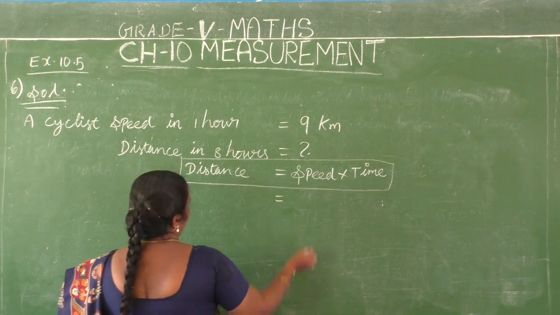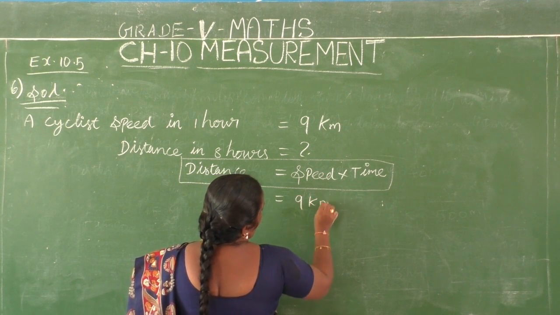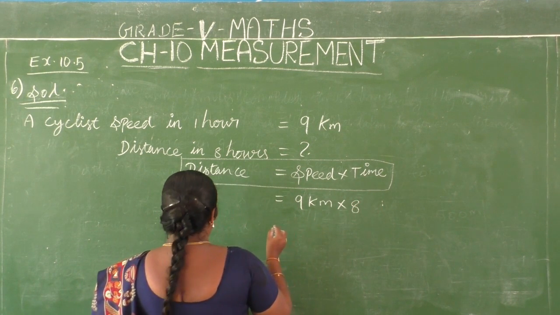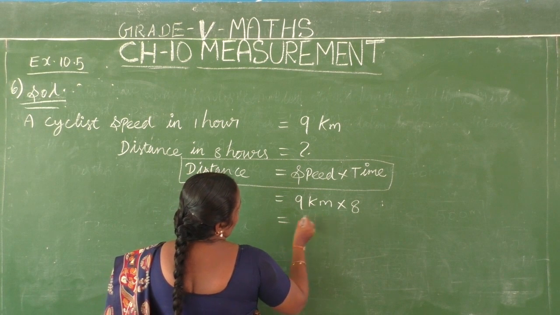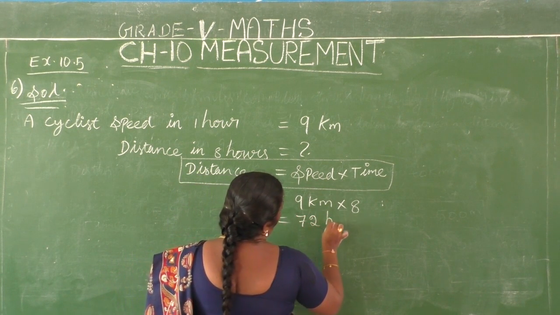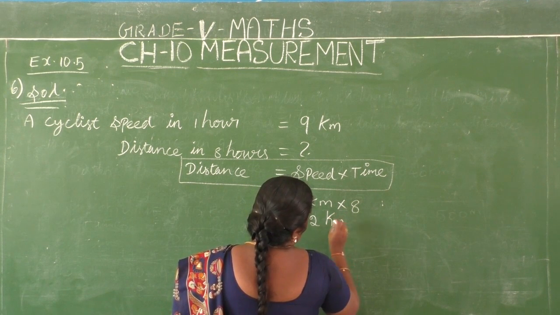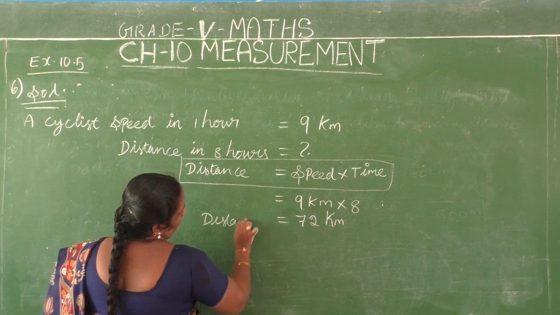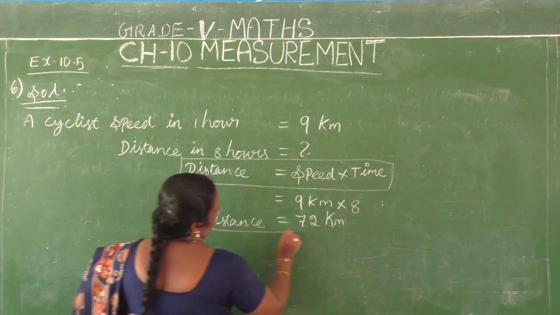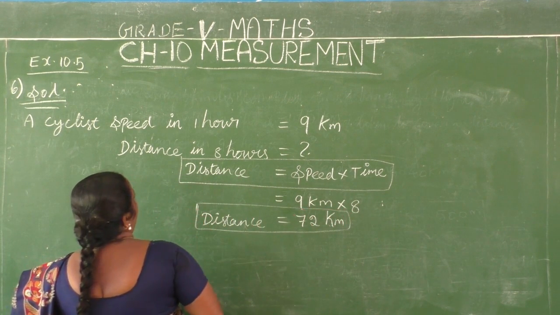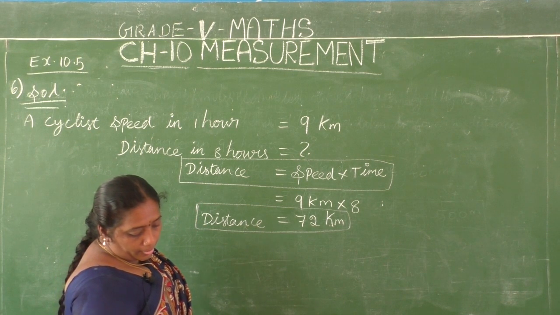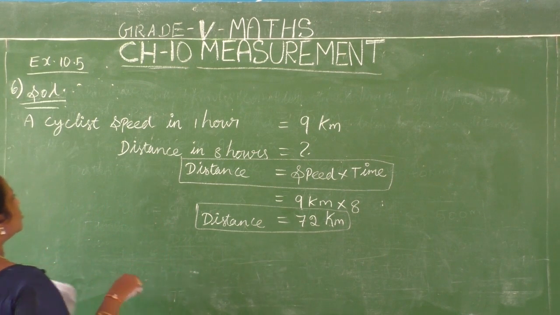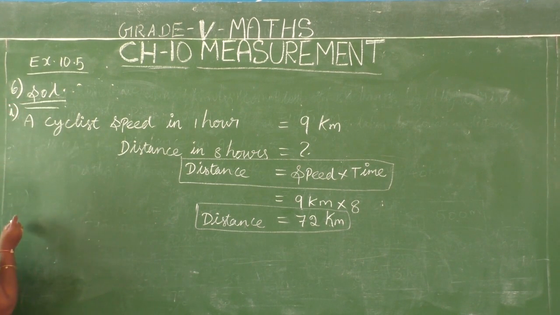Okay. What is the speed? 9 km. 9 km is the speed. Timing 8 hours. So 9 into 8. What will come? 9 8s are 72 kilometer. 72 kilometer. This is the distance. So what is the distance he traveled in 8 hours? 72 kilometer.